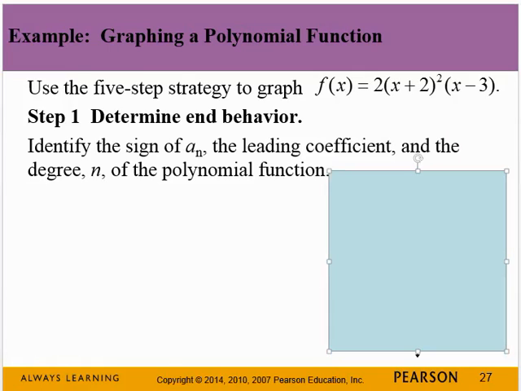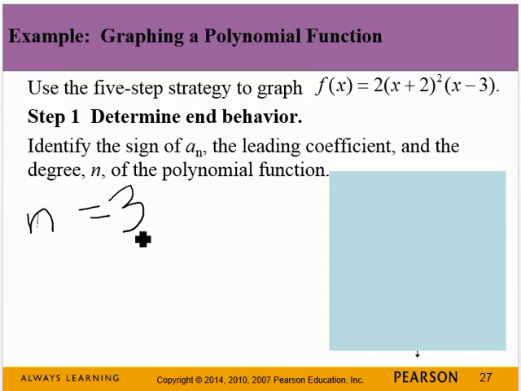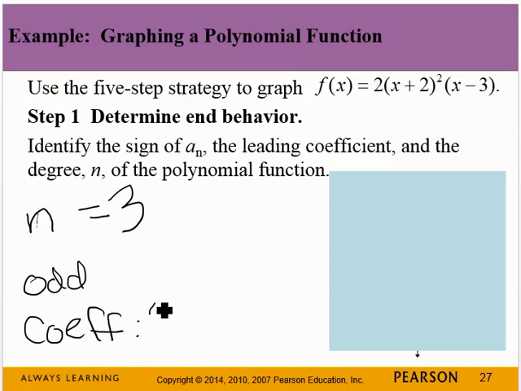So step 1, determine the end behavior. So we know, in this case, our degree, or n, is 3, because x squared times x is x to the third. So that's odd. Our coefficient is 2. So you know you're going to have something similar to that.